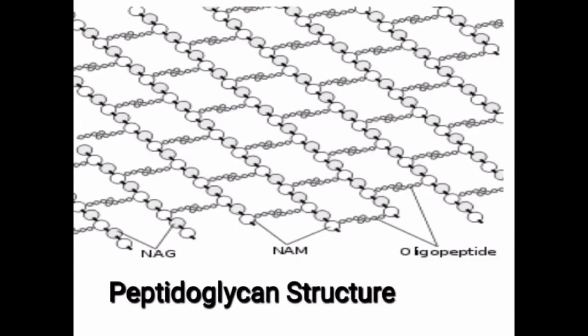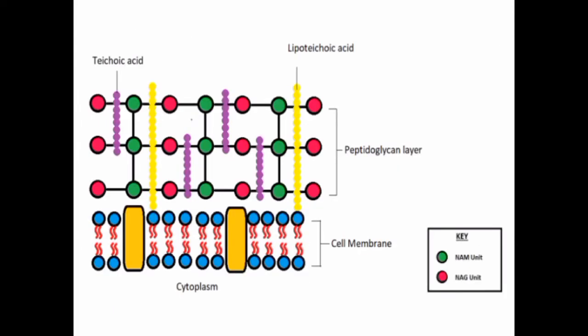Today we will learn about peptidoglycan. In our previous lectures, we have studied that the bacterial cell wall is made up of peptidoglycan. We also learned that in gram-positive bacteria, this peptidoglycan layer is thick, while in gram-negative, it is thin. The cell wall of gram-positive bacteria is made up of only the peptidoglycan layer, while in gram-negative, in addition to the peptidoglycan, an outer membrane or lipopolysaccharide layer is also present.